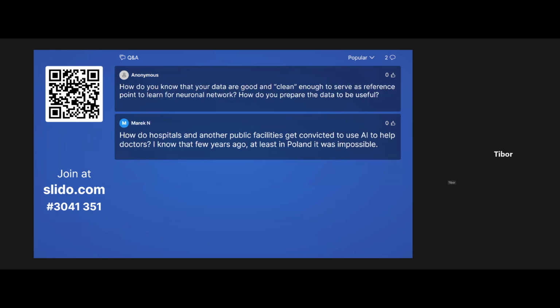Now, how do you know that your data are good and clean enough to serve as a reference point to learn from for a neural network? How do you prepare the data to be useful? There is never really a way to tell if it's clean enough. That's pretty much impossible. You can always only say good enough, and it will always reflect in the results from the neural network. If you see that your neural network is not learning well, you can always try to data engineer the data to be better, to extract different kinds of information or extract the information better.